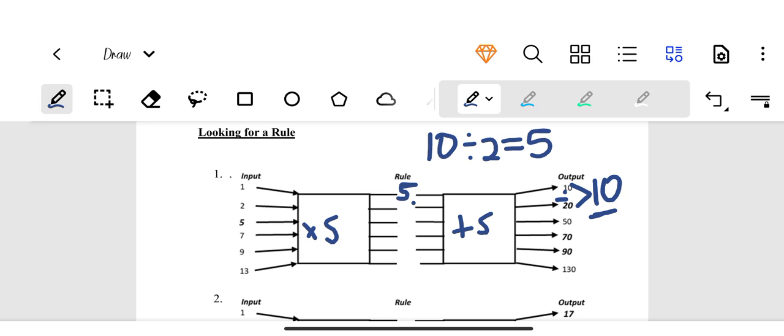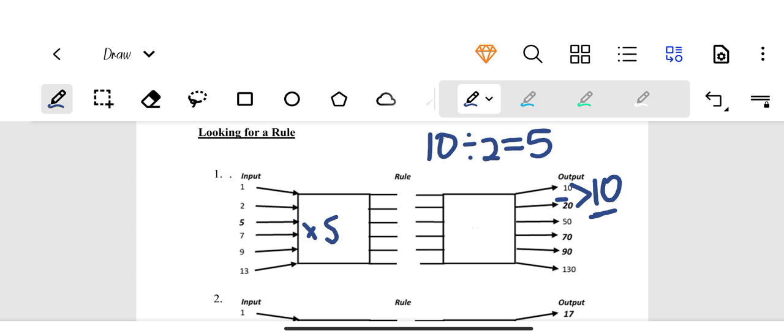So the next thing that we're going to do, we're going to say 2 multiplied by 5. The answer is going to be 10. 10 plus 5, the answer is not going to be 20. It's going to be 15. So it means that times 5 plus 5 is not working. So what do we do next?